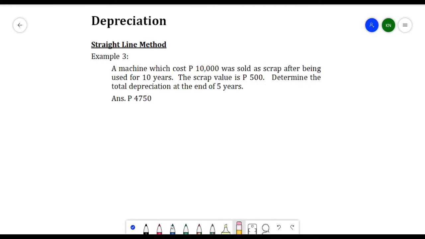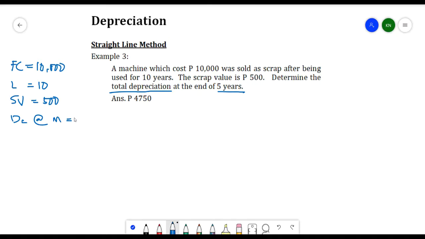Next example we have here: a machine which cost 10,000 was sold as scrap after being used for 10 years. So our FC is equivalent to 10,000, and it was sold as scrap after being used for 10 years, so L is equivalent to 10. The scrap value is 500, so our SV is 500. Determine the total depreciation at the end of 5 years. So we are looking for our DL at M is equivalent to 5.